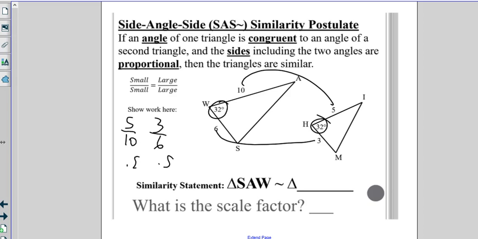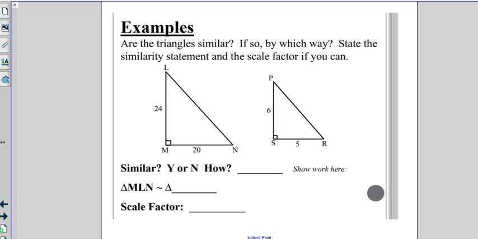So SAW is similar to MIH. And what's the scale factor? Again, depending on which way you're going, 1 to 2 or 2 to 1. Depends on which one you're starting with.